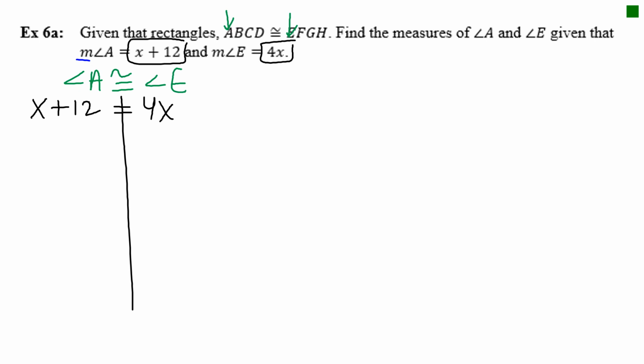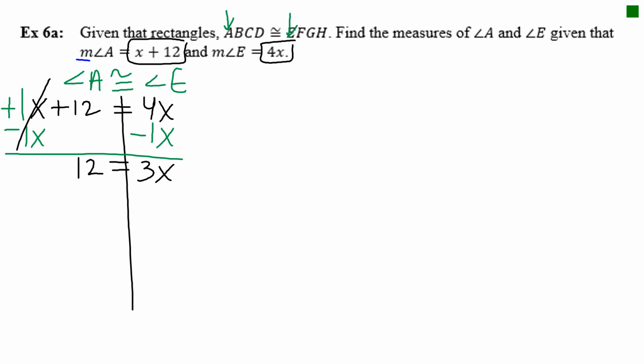Step 3 is to add or subtract. I want to get all my variables on one side, preferably where they're bigger in order to avoid negatives. The 4x on the right is bigger, so I want to get rid of this positive 1x on the left. I'm going to subtract to undo it. Remember, it's called using inverse operations, operations that undo each other. On the left, 1x minus 1x will cancel. I can bring down 12. On the right, 4x minus 1x will give me 3x.